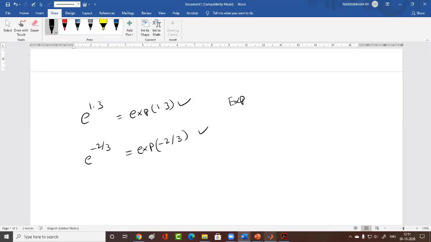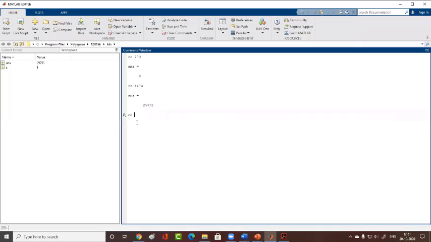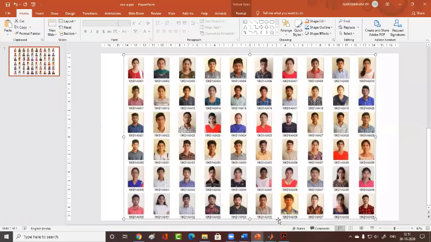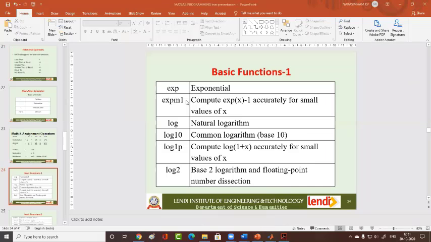Okay, I will give you one example. exp of 1.3 is nothing but e power 1.3. Suppose you want to know e power 1, simply exp of 1, which gives 2.7183. So this is the first basic function in MATLAB programming.